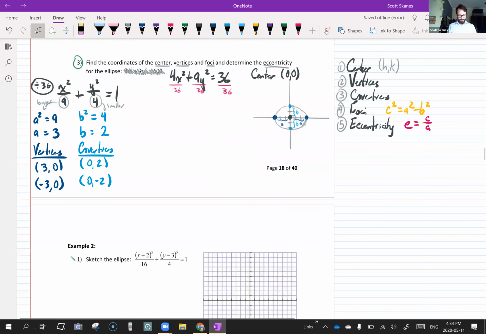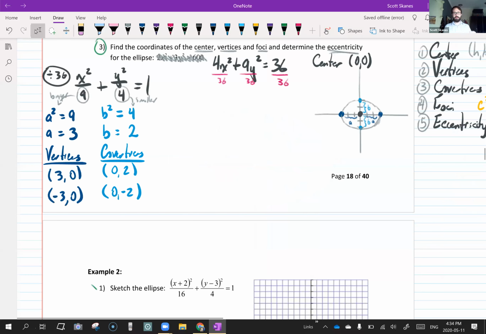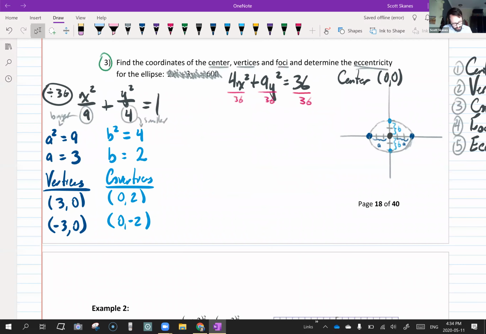Okay. There we go. So my sketch is a little bit ugly, but it's detailed now. And just to add some more detail, vertex, vertex. CV, CV, co-vertex, co-vertex. What am I missing?